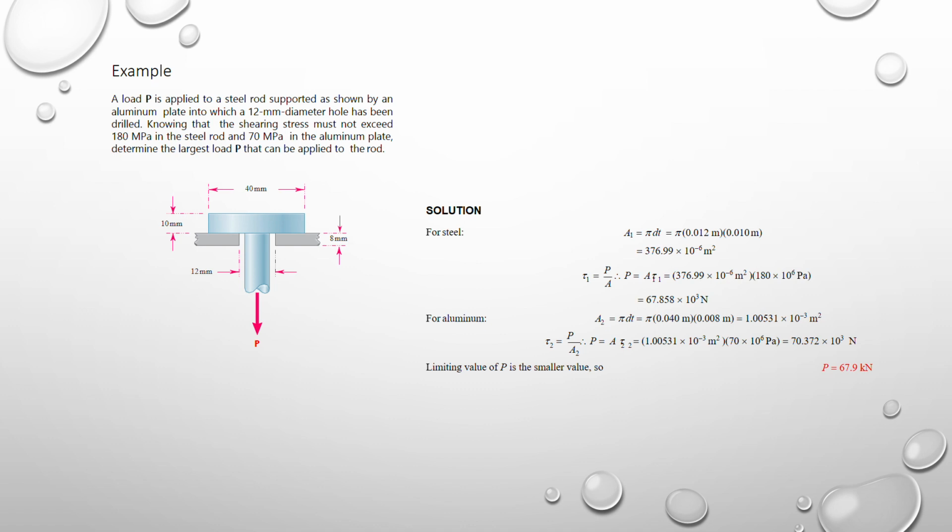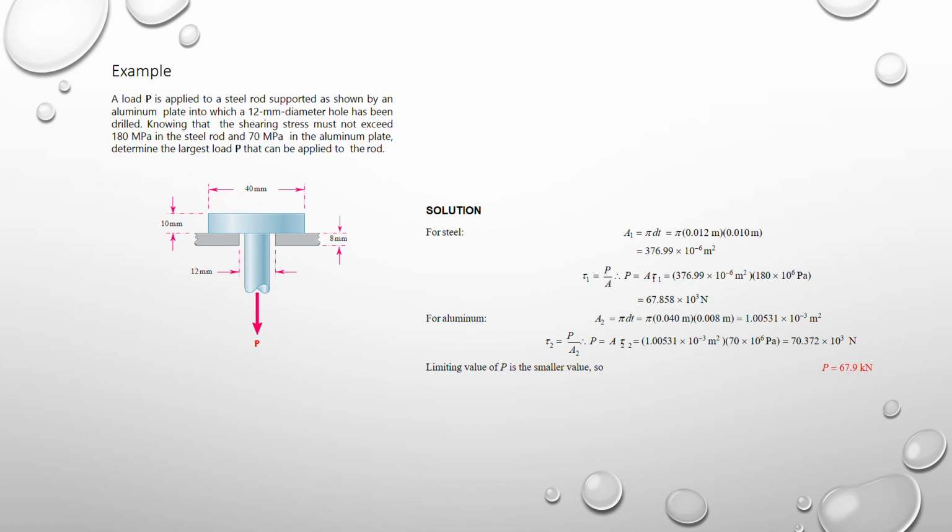So example 3: a load P, there's a force P here, is applied to a steel rod supported as shown in the diagram, to an aluminium plate into which a 12 mm diameter hole, this is your 12 mm diameter hole, has been drilled. This is a hole that is drilled onto the aluminium plate. Knowing that the shearing stress must not exceed 180 megapascal. So now they have given us shearing stress.